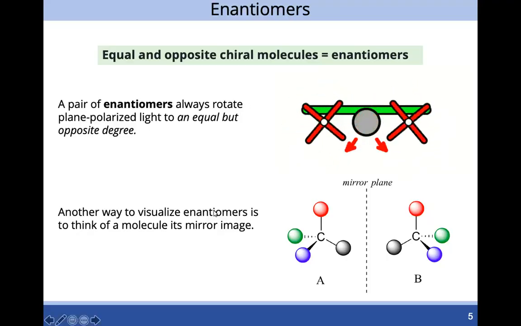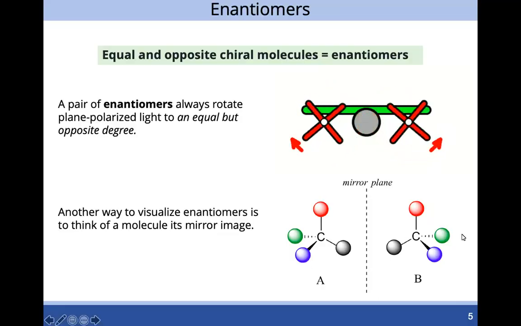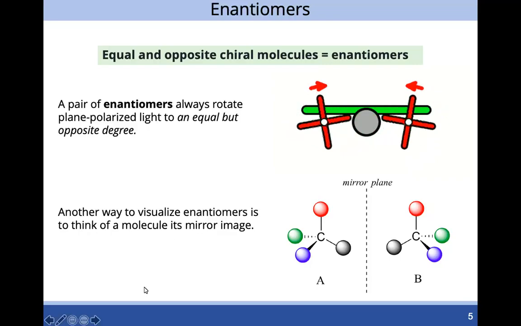Another way to visualize enantiomers is to think of a molecule and its mirror image. Here we can see molecules A and B. They're actually not the same molecule, even though they look very, very similar. They're actually enantiomers.